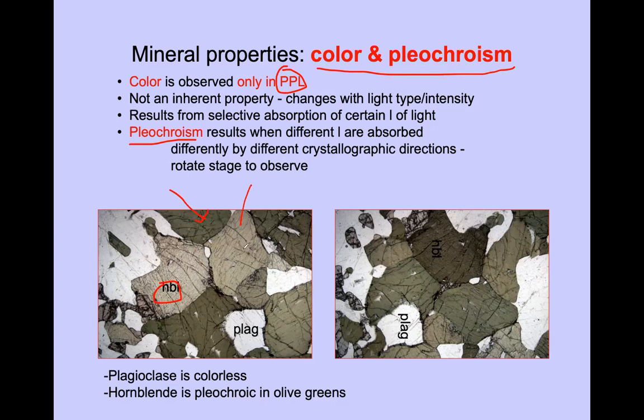But when you rotate the stage, the strength of that color changes. It's because this PPL light beam, which is coming from after the plane polarizer of the microscope, when it reaches the sample on the stage, right here, when you rotate the stage, what happens is the amount of light absorbed by this sample will be differential.